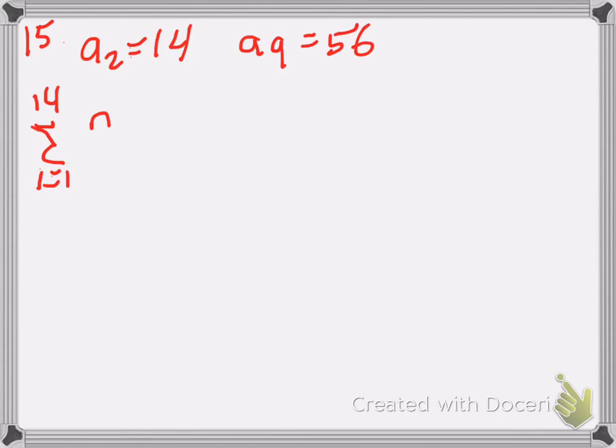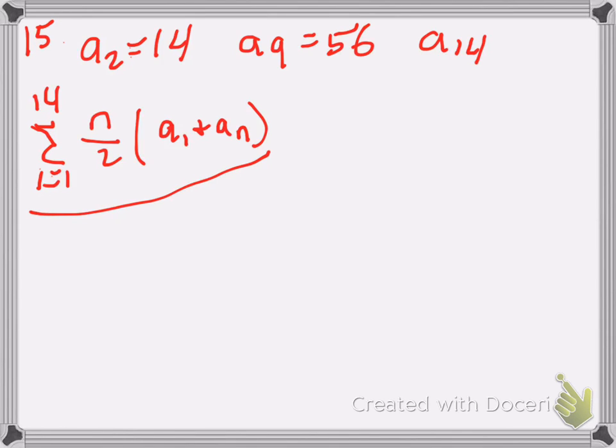And our equation there, well, one of the equations we could use, there are several different ways you could do this problem. I'm going to approach it as we're going to find the a sub n. So what I'm going to try to do is find a of 14 and then use this formula for the sum of an arithmetic sequence to solve our problem.